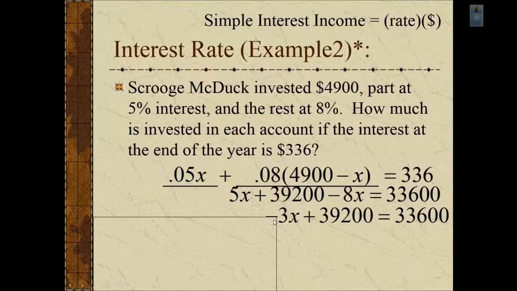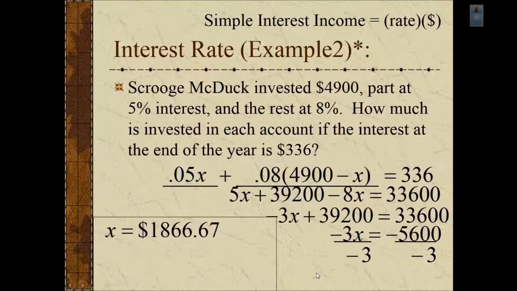Combine your like terms. This is a negative 3x over here. When I subtract 39,200, I've got negative 3x equal negative 5,600. Divide both sides by negative 3, and we come up with the same answers as before.